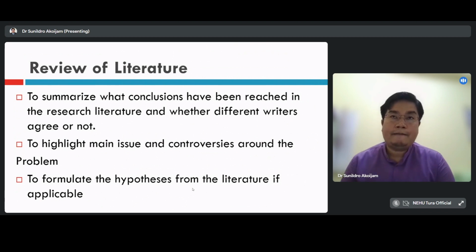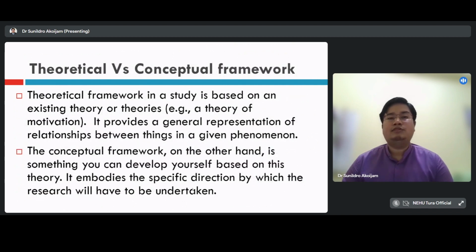Means whatever hypothesis you are formulating or proposing for a study, it should be supported by the literature. Okay, so you can understand the importance of review of literature in a paper. And then comes the third thing: theoretical virtues, or theoretical and conceptual framework. These are two terms which many consider as similar or the same.